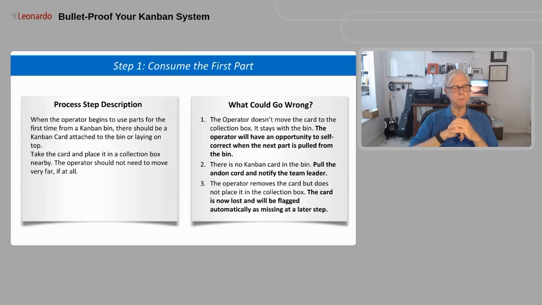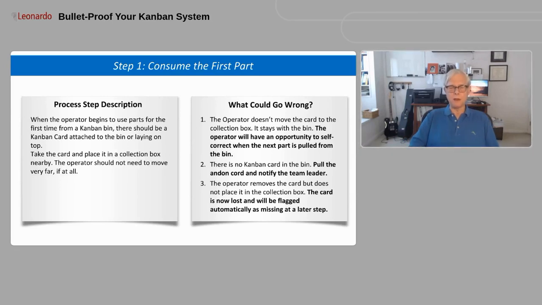So when the operator begins to use parts, here's a description. When the operator begins to use parts for the first time from a Kanban bin, there should be a Kanban card either attached to the bin in some way or another, or it's simply lying on top. The operator takes the card and puts it in a collection box, and that collection box should be nearby. So we're not asking the operator to do anything very difficult. We're not asking them to walk. Ideally, it's right there at their station, and they can just take the card and put it in the collection box. So the idea of adding a lot of motion or wasted time is something we want to avoid.